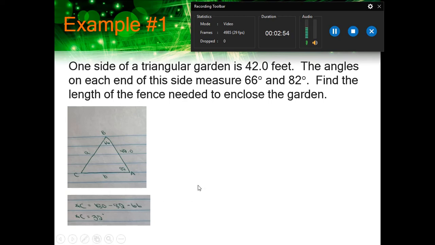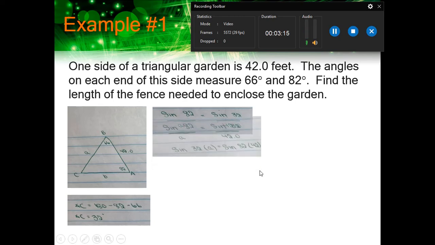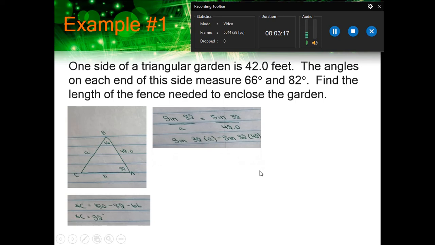From there, I'm going to set up a sine proportion. I'm starting with sine of 82. That is across from side A, and that's the first variable that I'm going to solve for. And then I'm going to use sine of 32, which is angle C, and the side length of 42 feet. So we'll cross multiply, and this will put it into a horizontal equation, which we're pretty familiar with. To get A alone, we're going to divide both sides by the sine of 32.